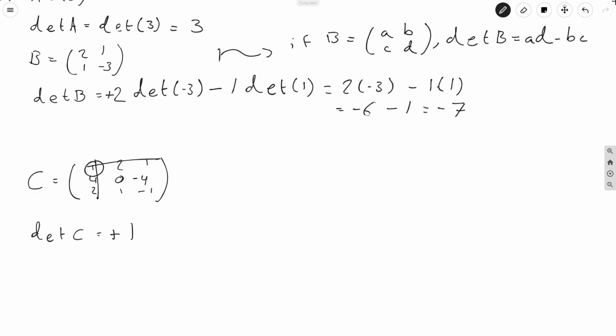Okay, and we multiply it by the determinant of the remaining submatrix. So we're left with this little matrix here. So we're multiplying 1 times the determinant of 0, minus 4, 1, minus 1. Okay? And then we have to go on and play the rest of the game, which I'll do in just a second once I've tidied this up. Okay? So that should be 4. Now, so that's our first one.